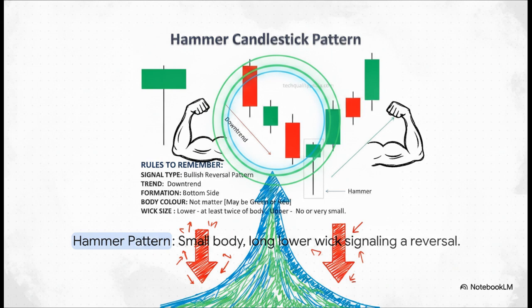Just look at its shape. It's got a small body at the top and this really long lower wick that's at least twice the size of the body itself. The narrative here is super dramatic. The sellers ruthlessly pushed the price way down during the session. That's your long lower wick. But they just couldn't hold it. The buyers violently rejected those lower prices, surging all the way back to regain control and close near the very top. It's a massive psychological shift that signals a potential reversal.